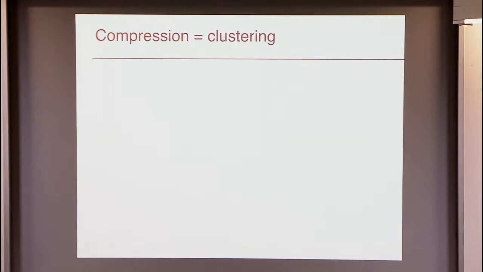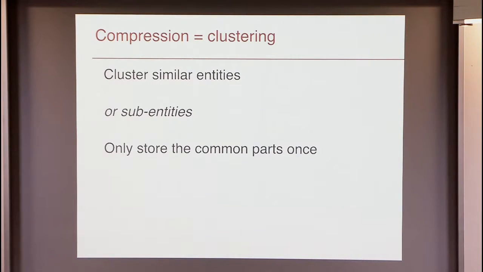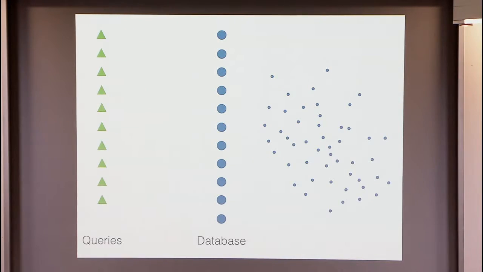So the key idea here, actually, though, is that compression is clustering. Now, when we compress data, we want to cluster similar entities or subentities. Right? These don't have to be entire sequences. They don't have to be entire reads. We're looking for similarity. But there is a relationship between compression and clustering. So with compression, we only want to store the common parts once. And with compressive acceleration, we want to only analyze the common parts once. So let me show you a picture of kind of how this works.